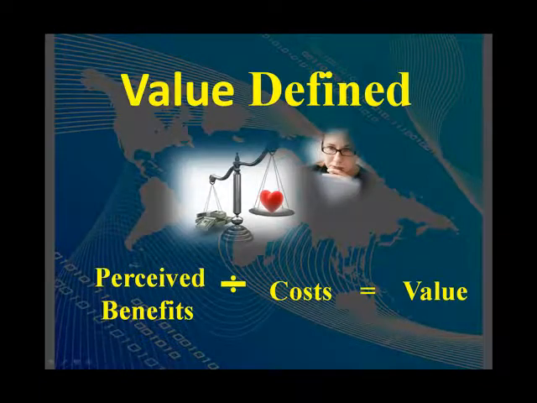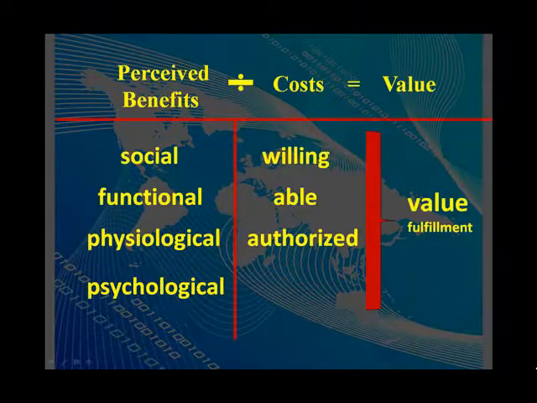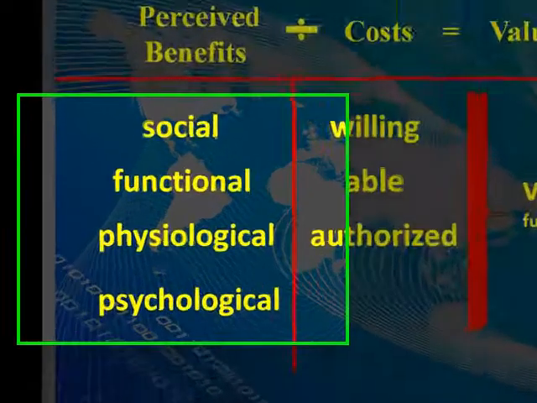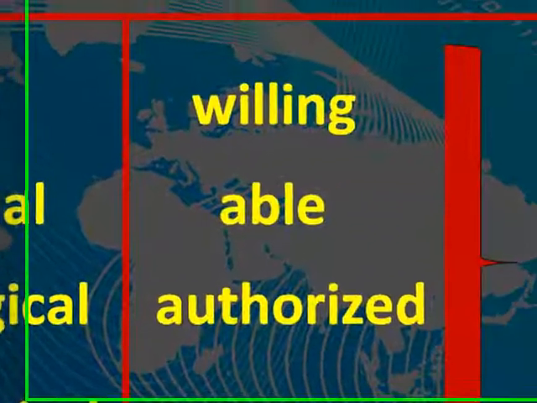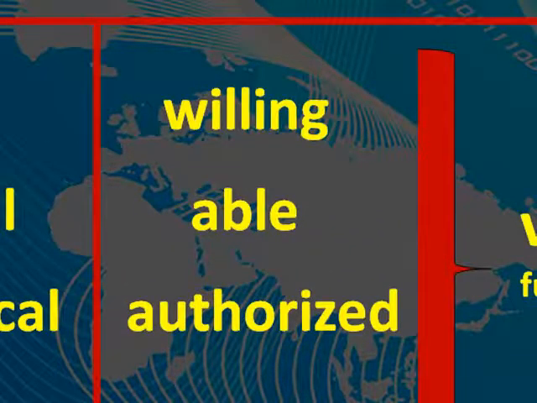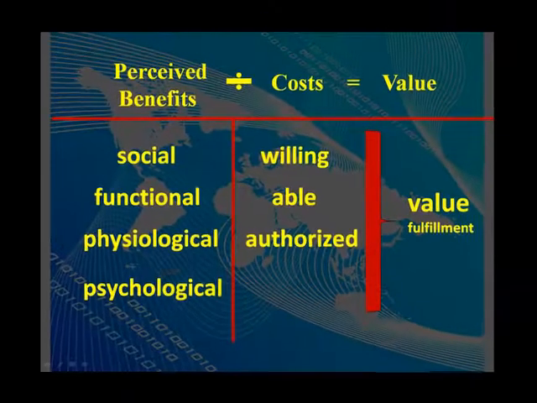In an earlier module, we talked about creating value for the customers, and we defined value as the perceived benefits relative to the price or cost. We then took that idea and dissected it a little bit further. We said the perceived benefits are based on customer motives. They might be social in nature, functional, physiological, psychological, or some combination of these. The costs were based on whether the customer was willing and able to buy it. In this case, willing and able go hand in hand. And then there may also be the consideration of whether the customer is authorized to buy it.